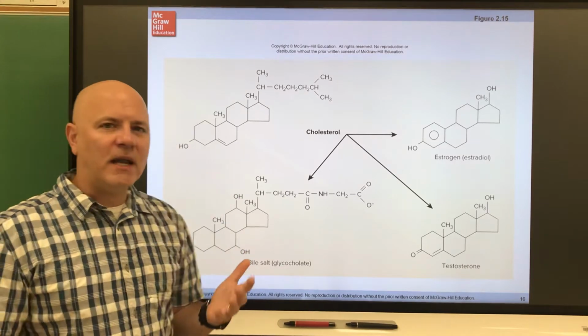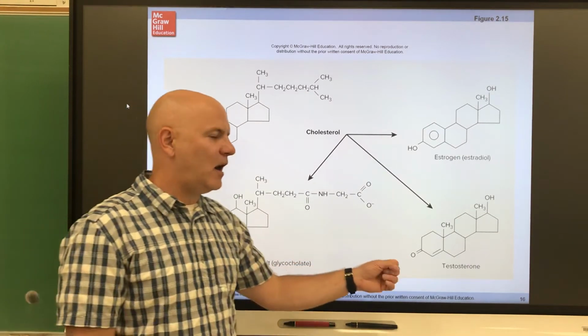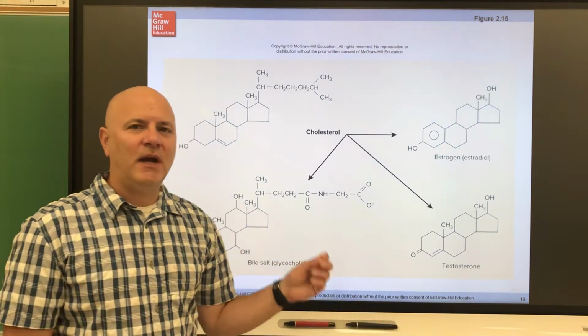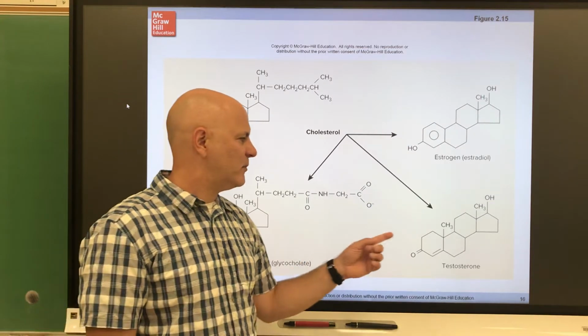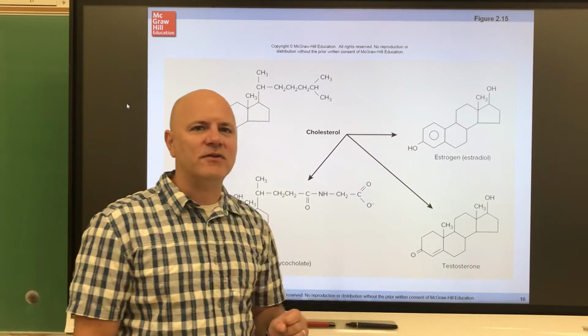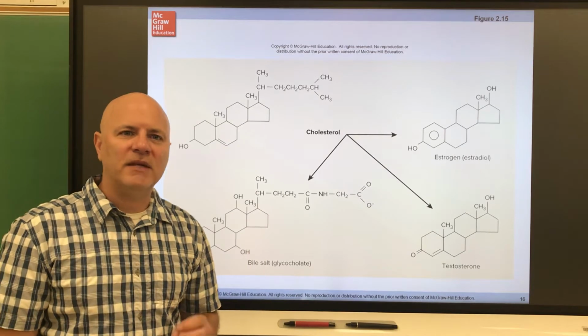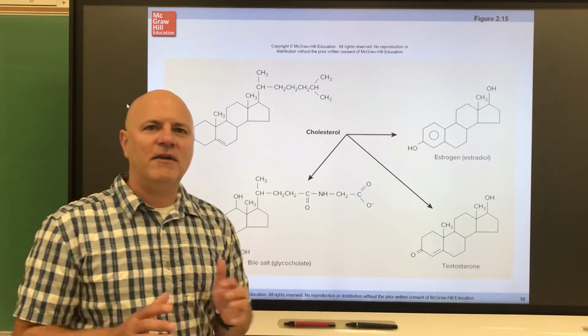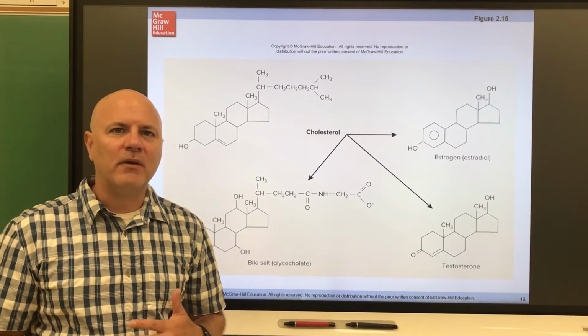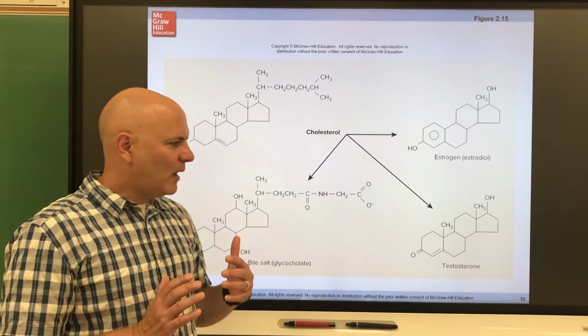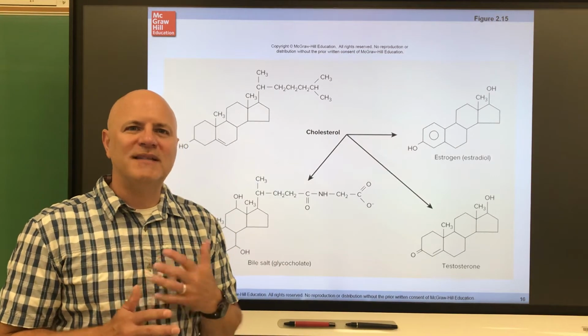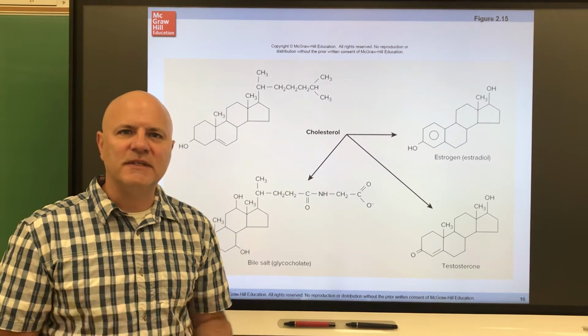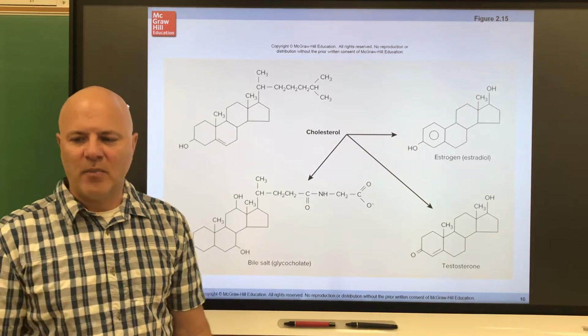I know a lot of people, when they hear steroids, think of anabolic steroids. Anabolic steroids have a similar shape as testosterone, and because they have a similar shape as testosterone, they have similar functions in our body. What I'm trying to tell you here is that a molecule's shape determines its function, and that's going to be very important here.